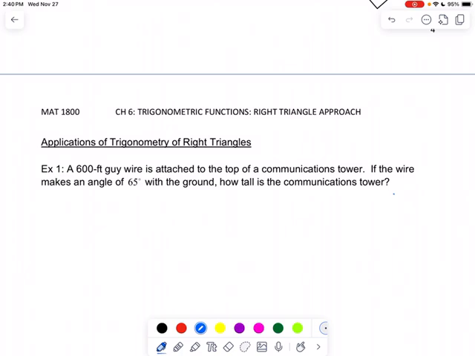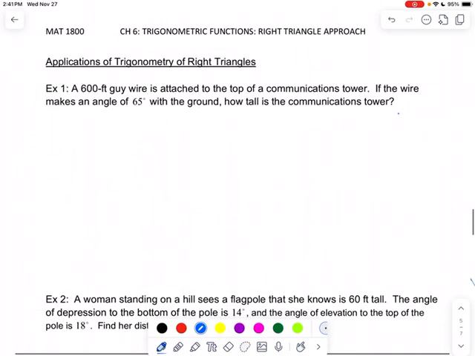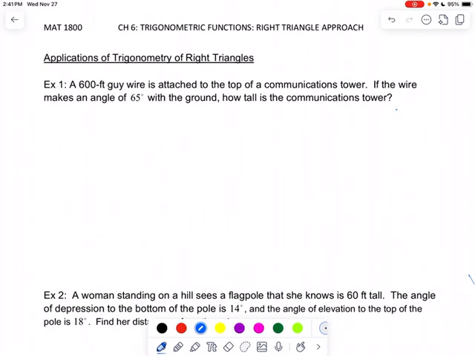So looking at the first example, it says a 600 foot guy wire is attached to the top of a communications tower. If the wire makes an angle of 65 degrees with the ground, how tall is the communications tower? So now it's very important to make the diagram. If you don't do that, you will lose some points. Okay, so we can draw the diagram like this.